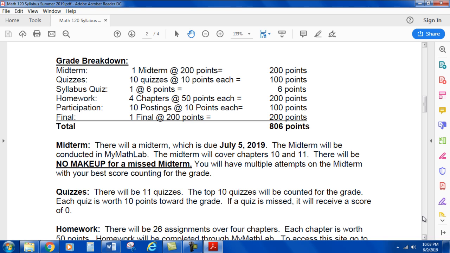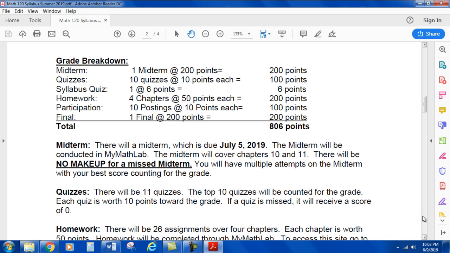Midterm, there'll be a midterm which is due on July 5th, 2019. The midterm will be conducted in MyMathLab. The midterm will cover chapters 10 and 11. There'll be no makeup for a missed midterm. You will have multiple attempts on the midterm with your best score counting for the grade.